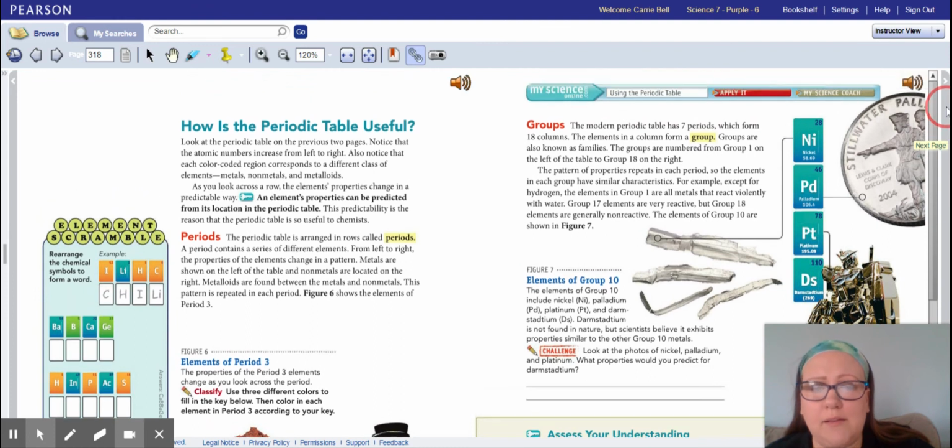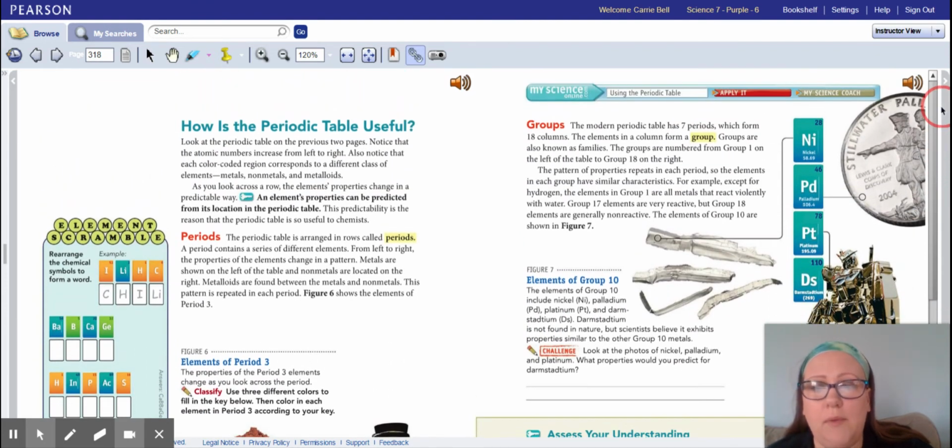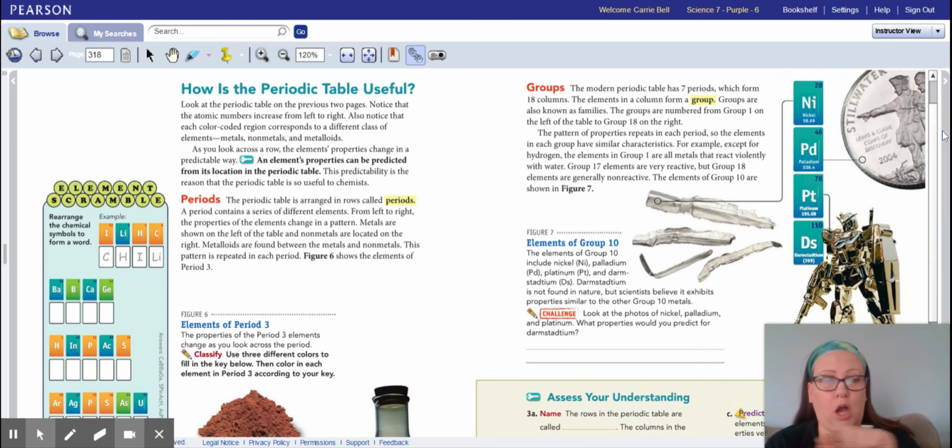So this last section is talking about the periodic table. It's arranged, just so you know, in rows called periods, which means that they're going across the periodic table. Rows going across are called periods. So periods go across the table.